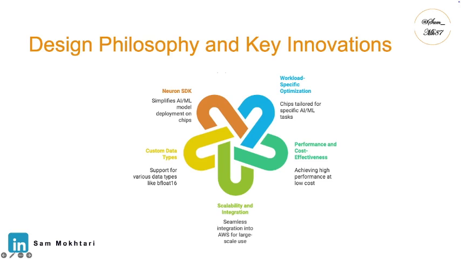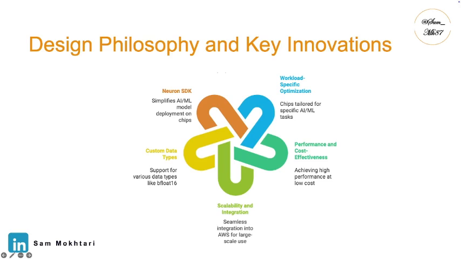Trainium is designed to handle the heavy lifting of training, where massive amounts of data are processed to teach models how to make accurate predictions. On the other hand, Inferentia shines in the inference stage, where trained models are deployed to generate predictions on new data, often in real-time scenarios demanding low latency.